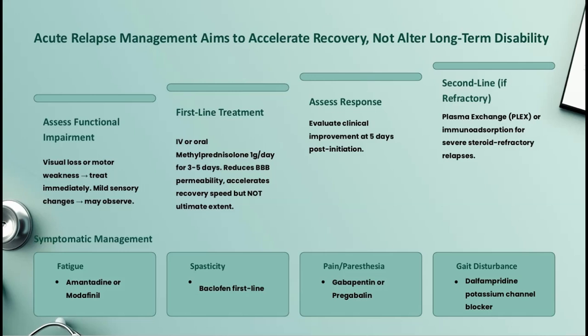Spasticity responds well to baclofen as first-line therapy. Neuropathic pain can be treated with gabapentin or pregabalin, and gait dysfunction may improve with dalfampridine, a potassium channel blocker that enhances conduction in demyelinated axons. This is where management becomes truly multidisciplinary.